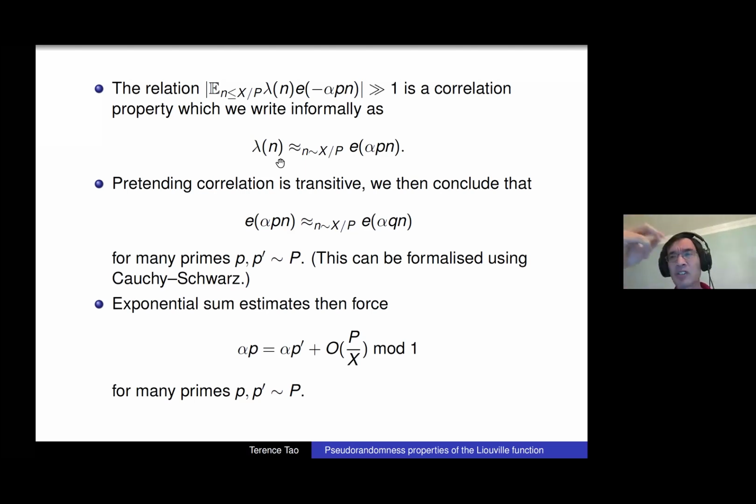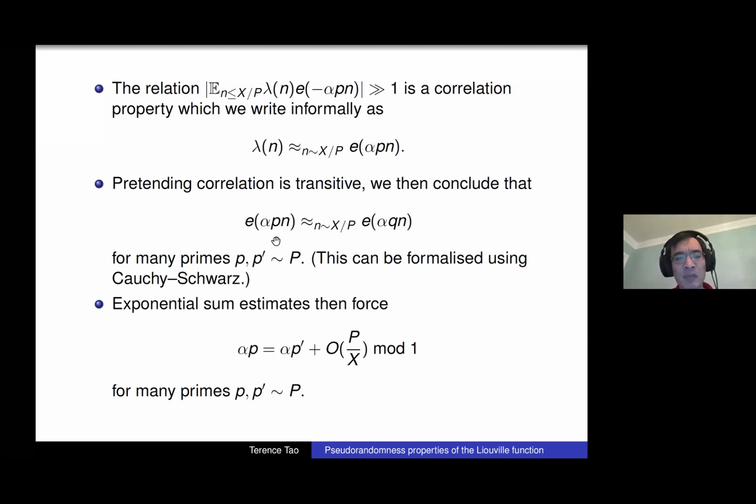And when you have lots of correlations, some positive fraction of the correlations are transitive. You can use the Cauchy-Schwarz inequality to justify that. But let's just pretend that correlation is transitive. So if lambda correlated with a lot of different characters, then these characters should mostly correlate with each other.